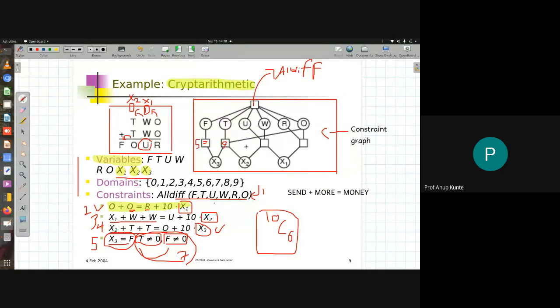This is constraint number 3, u, w, x2 and x1. And finally, I have the second constraint over here, and this is the first constraint. So all the 5 constraints I see here are multi-variable constraints that involve multiple variables in defining them. So this is what the constraint graph looks like for a cryptarithmetic problem.